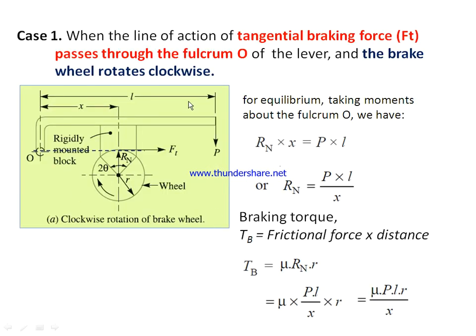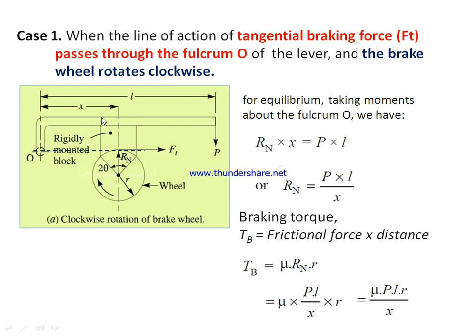Now let us have a look at case number 1, where the line of action of the tangential braking force, that is Ft, passes through the fulcrum point O of the lever, and the brake wheel rotates in the clockwise direction. Meaning, when the line of action of this tangential force Ft passes through this fulcrum point, that is case number 1. In that case, what will be the braking torque Tb when the wheel rotates in the clockwise direction?